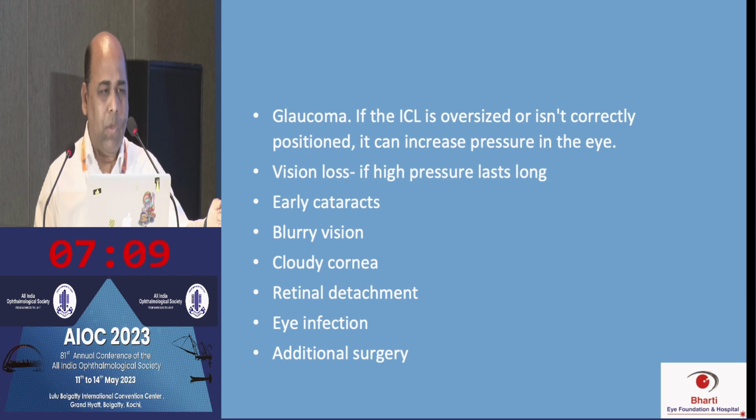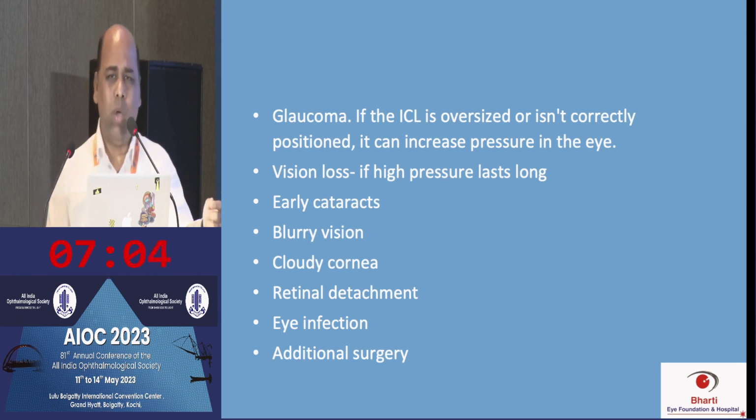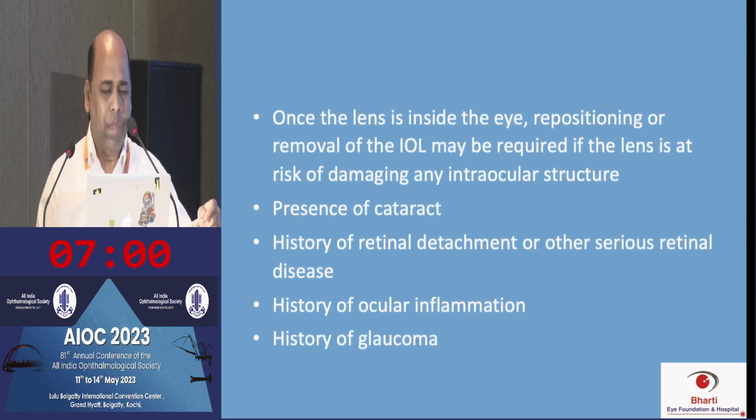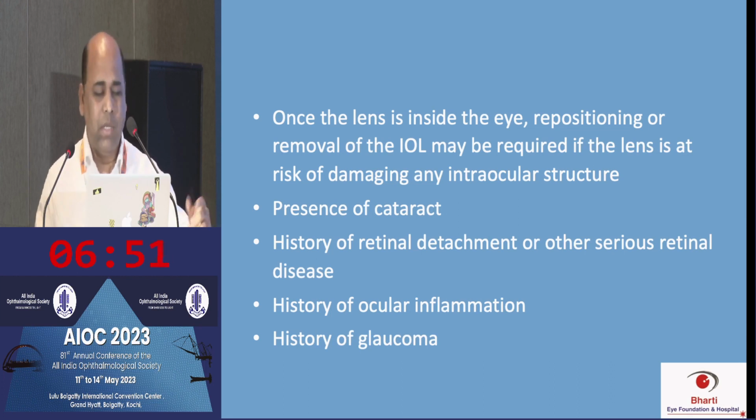And always look for the vault clinically on the slit lamp. And if you think that it's too high or too big, always take the help of ASOCT or UBM. Once the lens is inside the eye, repositioning or removal of the ICL may be required if the lens is at risk of damaging any intraocular structure, iris, or the lens. The presence of cataract, or history of any RD or serious retinal disease, has to be taken care of before, and the patient has to be explained about the pre-existing diseases.